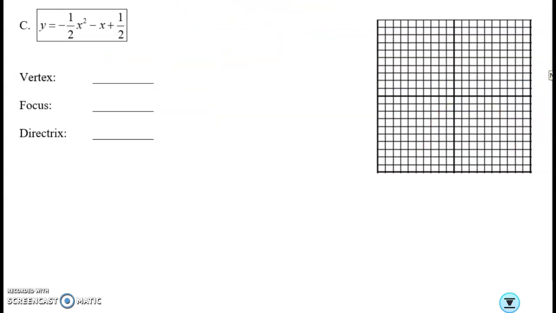Okay, next one. They wrote this in a slightly different form. You can see that it doesn't have our nice HK. So at the beginning of the year, we did this. We worked with this. We did completing the square to get it in our nice standard form with HK that we liked. So guess what? We're going to do the same thing here.